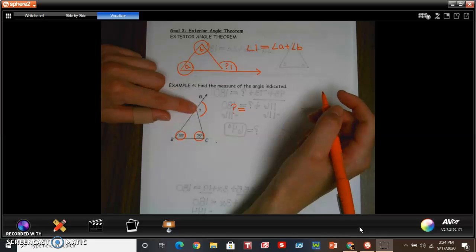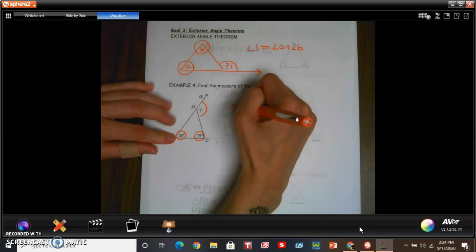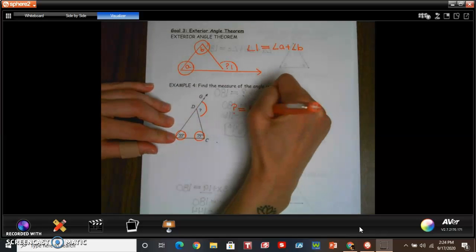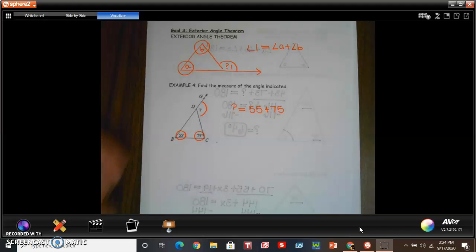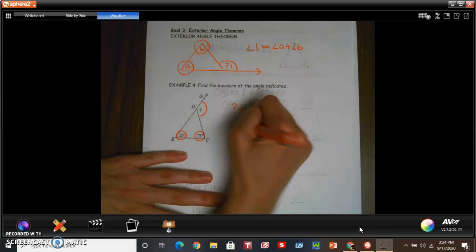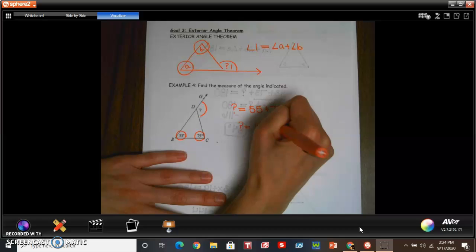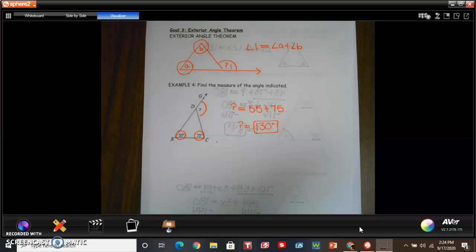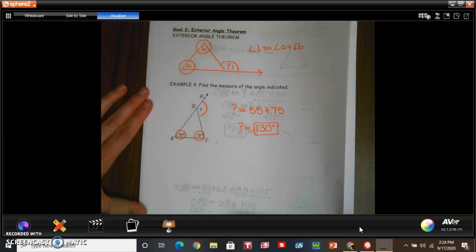It's going to be our outside is equal to our insides added together. Right? So we're going to do 55 plus 75. And we get that our indicated angle is 130 degrees. So you'll have problems just like that on your homework. This exact problem is on your homework.